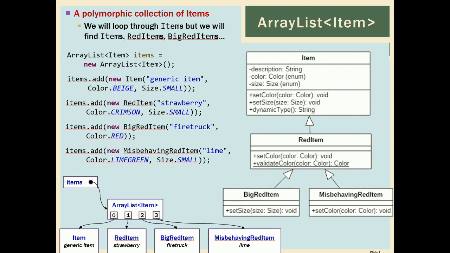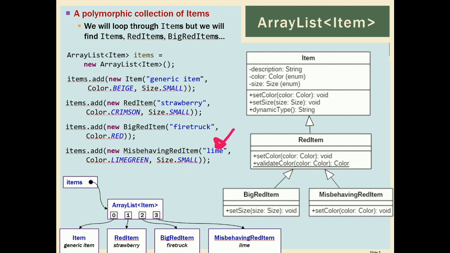But the next item I'm going to add is actually a red item, which is the subclass. And for that, I will add a strawberry that is crimson color and small. The next item I'm going to add is a big red item. And the big red item that we're going to add is going to be a fire truck that's colored red. And finally, the last item I'm going to add is a misbehaving red item. I'm going to add a lime, which, as you may guess, is not often a red item. And its color is going to be lime green and small.